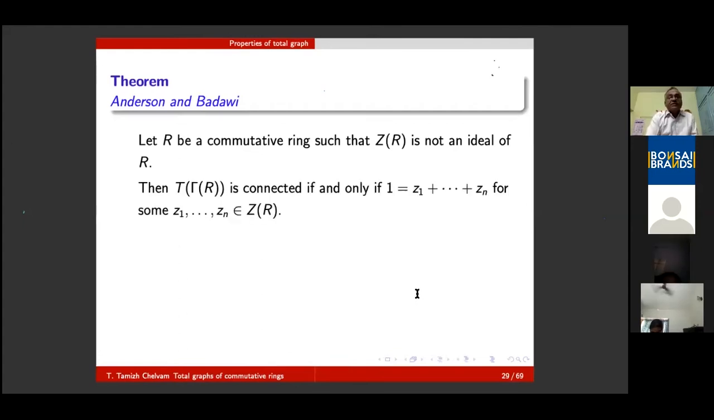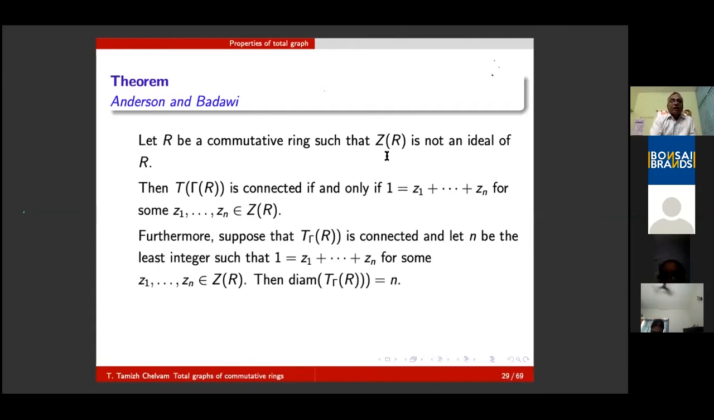Of course, as I said in the beginning, T gamma of R is connected if and only if R plus is generated by the set of all zero divisors of R. Of course, in that case, the diameter of the total graph is n. Please note that in contrast to the zero divisor graph, the total graph diameter is large. Of course, there are some properties: given any n, I can construct a commutative ring for which the diameter of the total graph is n.